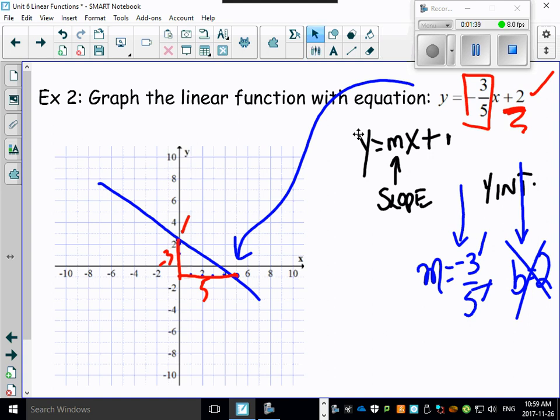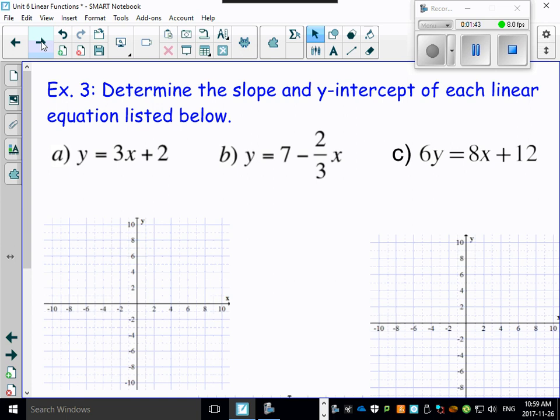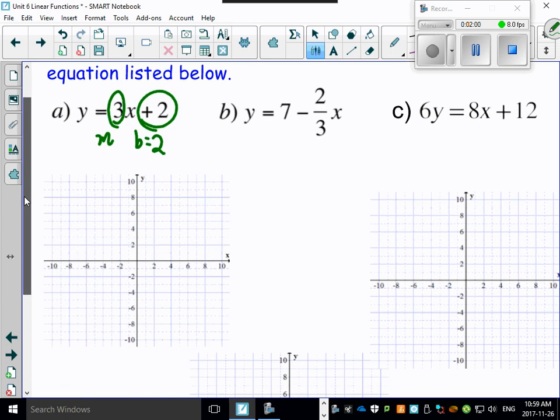Okay, so let's keep moving here. Let's see what else is planned for us. Now, here we go. Determine the slope and the y-intercept of each of these lines and graph them. Okay, so let's go. Here we go. Here's the slope, 3. Here's the y-intercept, 2. Okay, that's your b. All right. Let's graph it. Here we go.